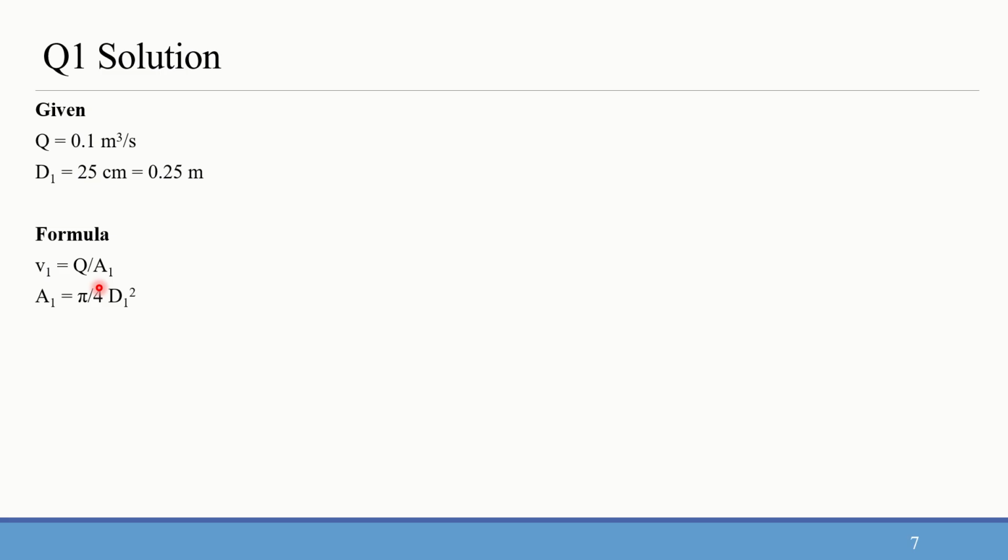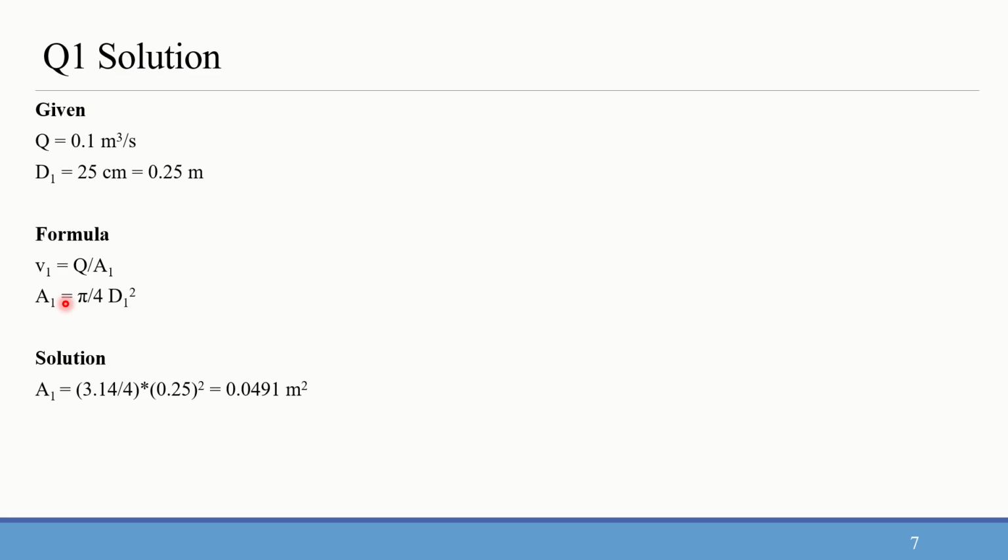So in this, what is unknown? Q is given, A1 is unknown. A1 is the cross sectional area, so it is pi r square, or pi by 4 d square. It is a cylindrical pipe, and its cross sectional area is a circular cross sectional area. On that basis, we have calculated the area. So we'll now substitute it directly in the problem.